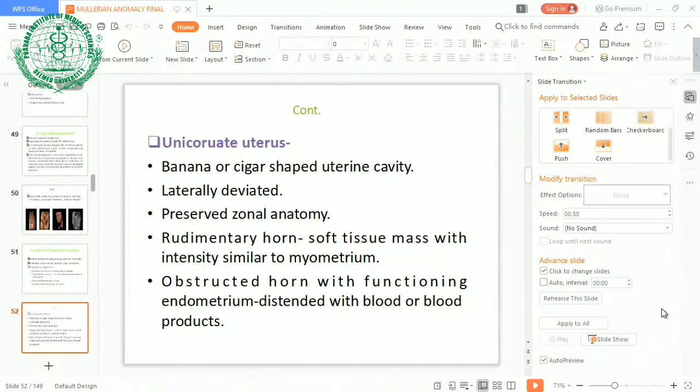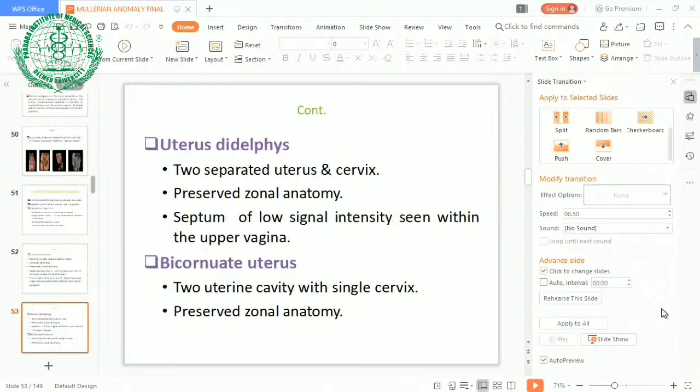Unicornuate uterus: banana or cigar shaped uterine cavity, laterally deviated, preserved zonal anatomy. Rudimentary horn: soft tissue mass with intensity similar to the myometrium. Obstructed horn with functioning endometrium distended with blood or products. Uterus didelphys: two separate uteri and cervices, preserved zonal anatomy.